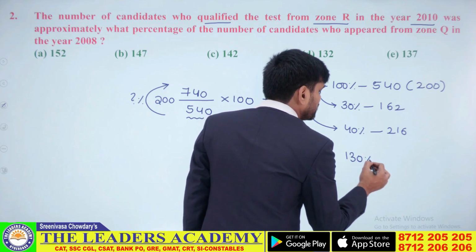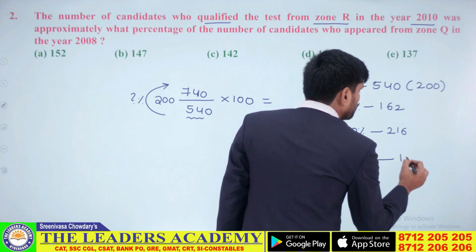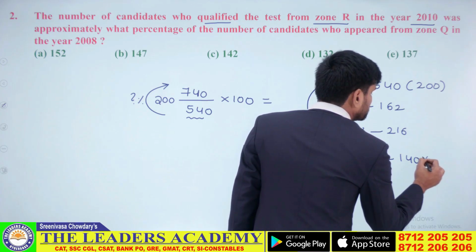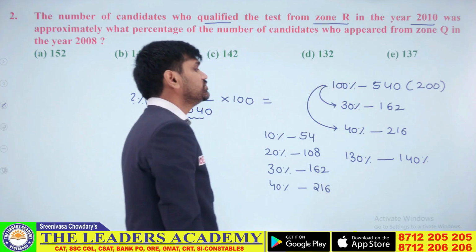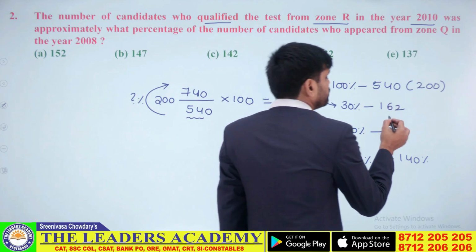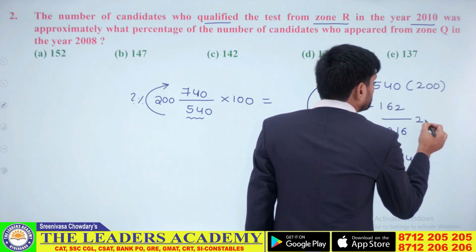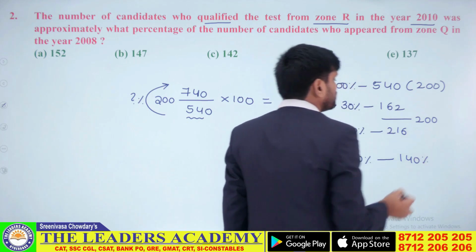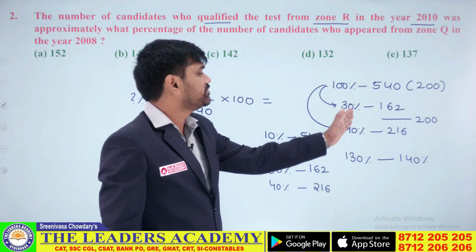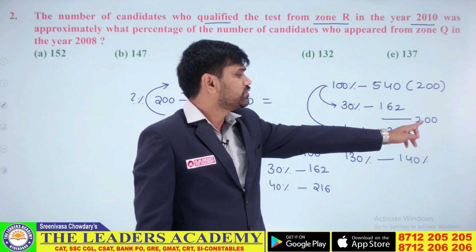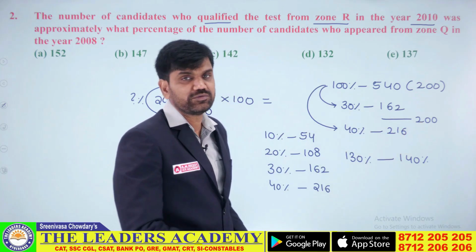130% to 140%. Again you check. So whatever you need to go for is 200 now. That 200 is more nearer to 30% or 40%. That 200 is more nearer to 40%.